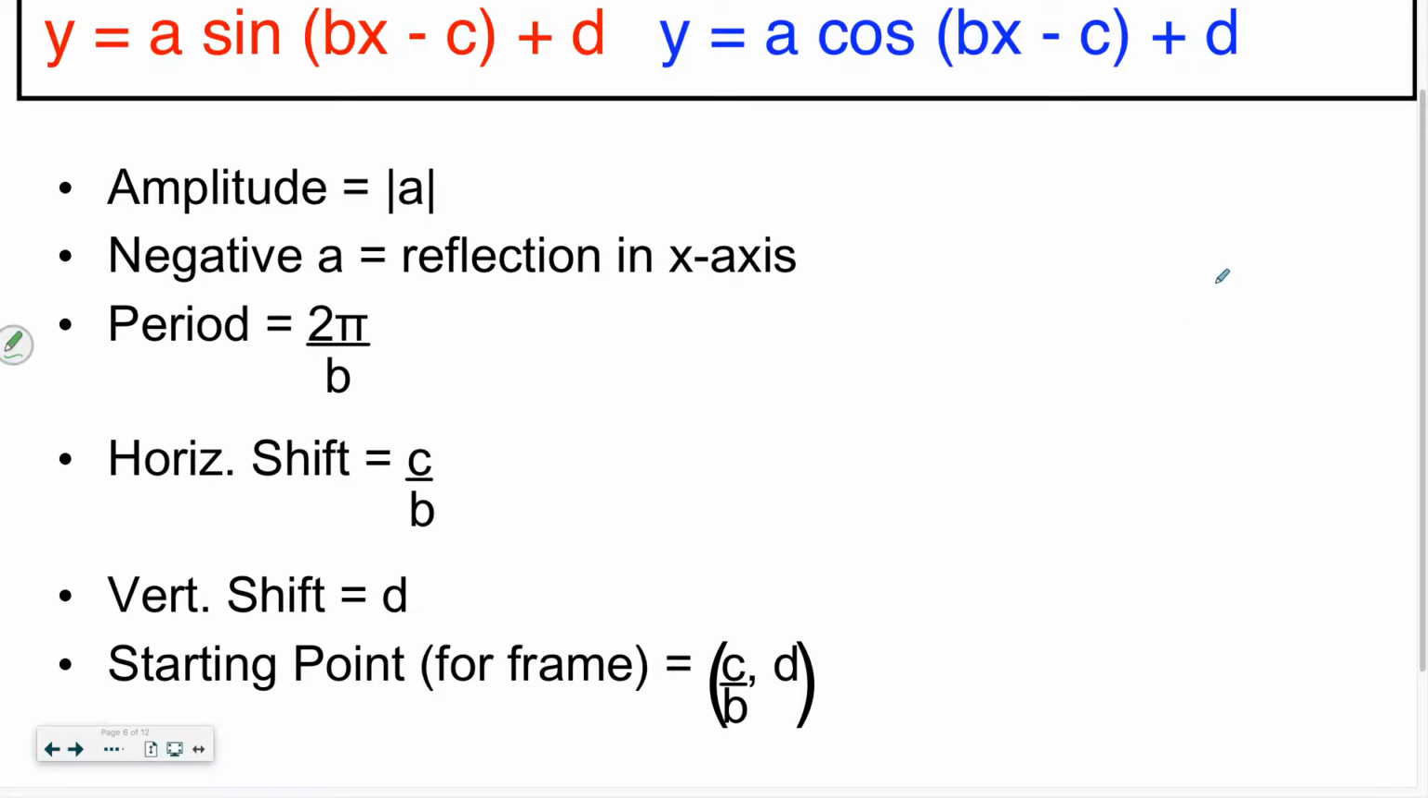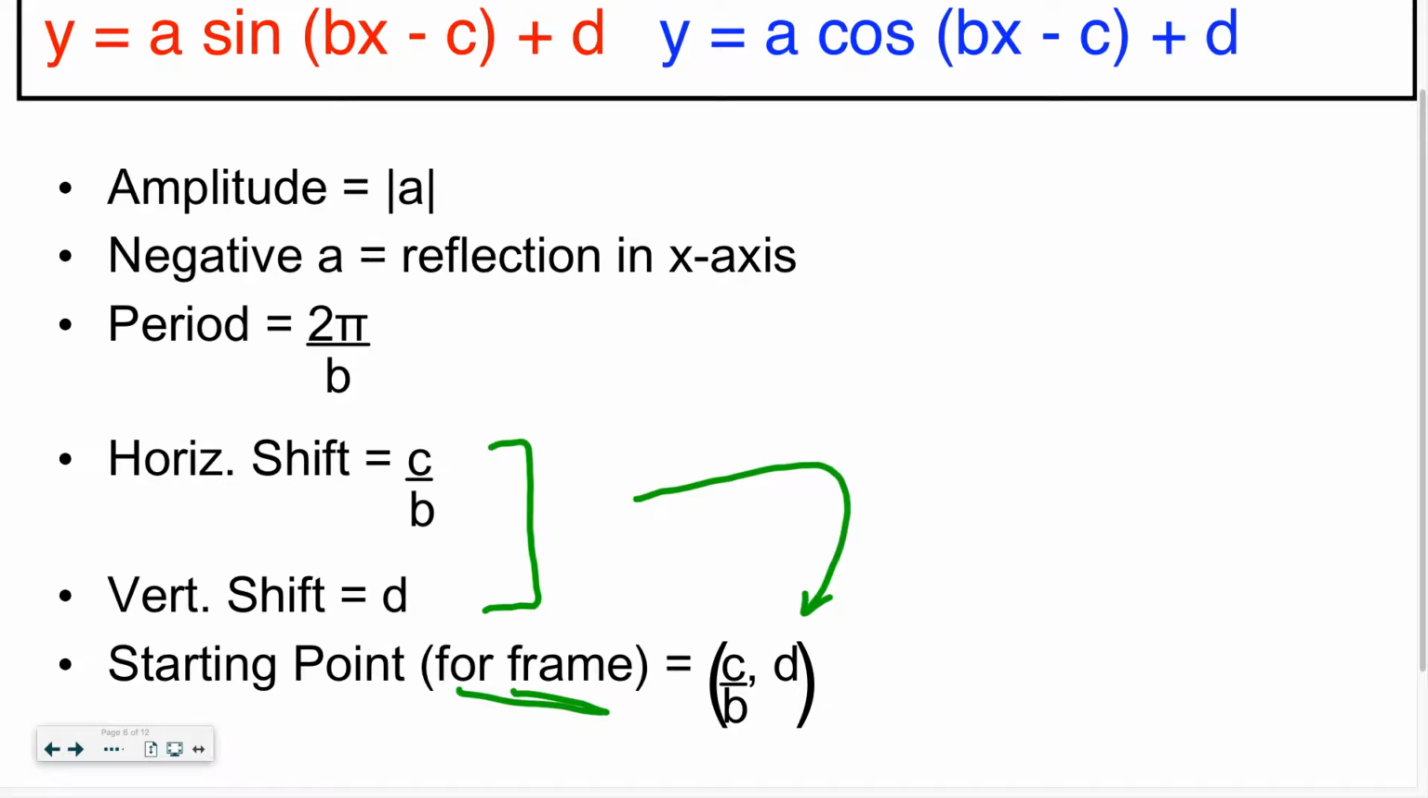Now, horizontal and vertical shifts, you can do separately, C over B. So that's going to be a horizontal left or right, and then your vertical shift up or down, D. But we're actually going to report them together as the starting point for the frame. Now, you don't really know what I mean yet if we haven't done graphing of trig functions, like what I mean by starting point of the frame. But it's just an easier way to make the graph. So we're going to use the framing method, but I'll talk more about that on Wednesday.